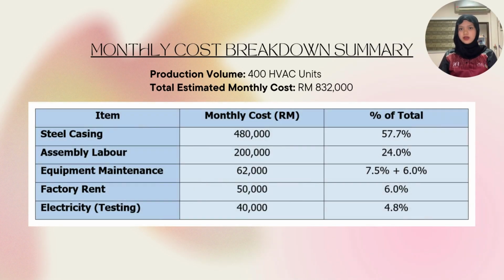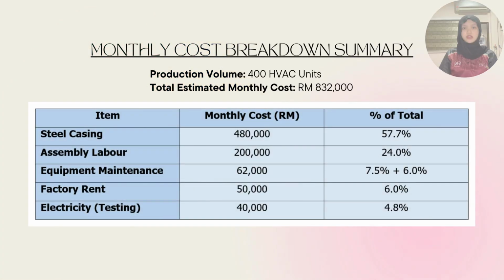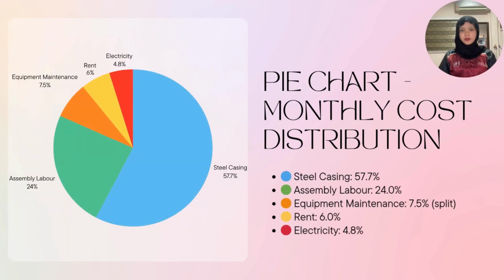Now, let's look at how these costs add up in actual numbers. This pie chart gives us a visual breakdown of InnoTech's cost structure. The largest segment in blue is steel casing at 57.7%. The green segment is assembly labor at 24%. Orange represents equipment maintenance, split into variable and fixed. Yellow is factory rent and red is electricity.